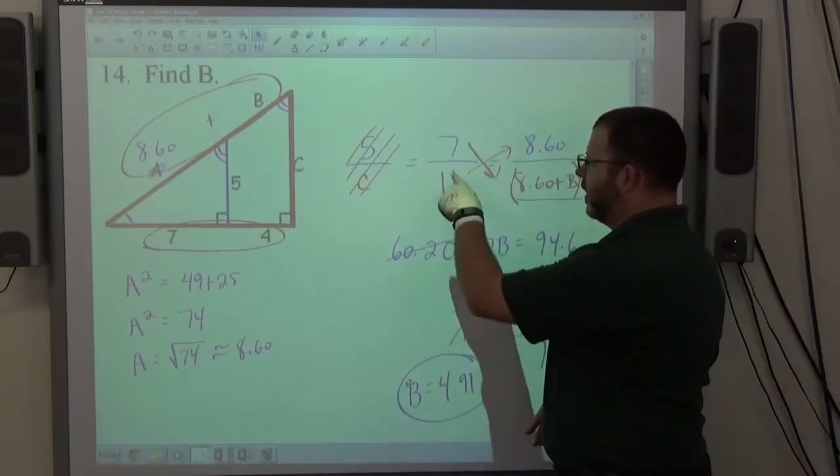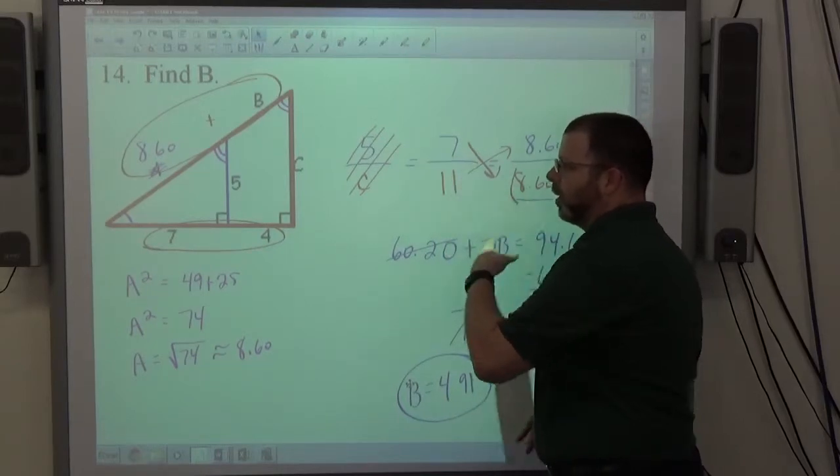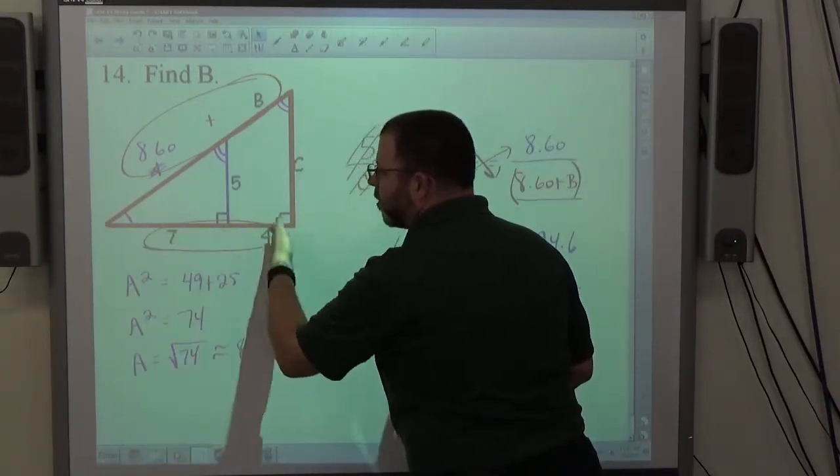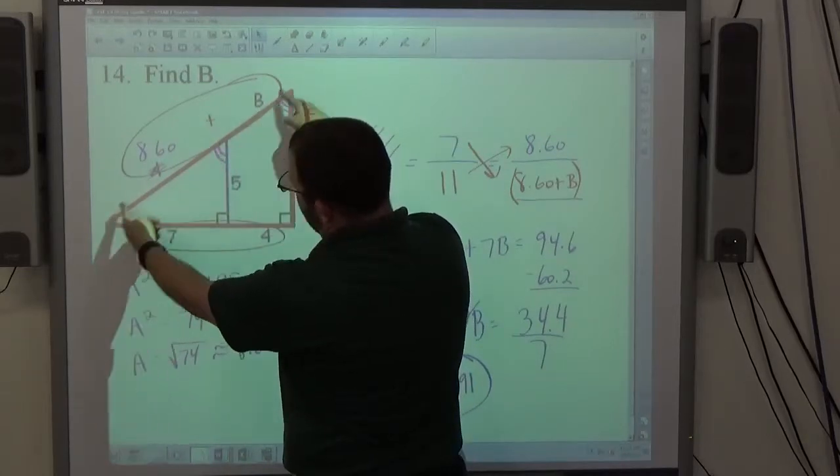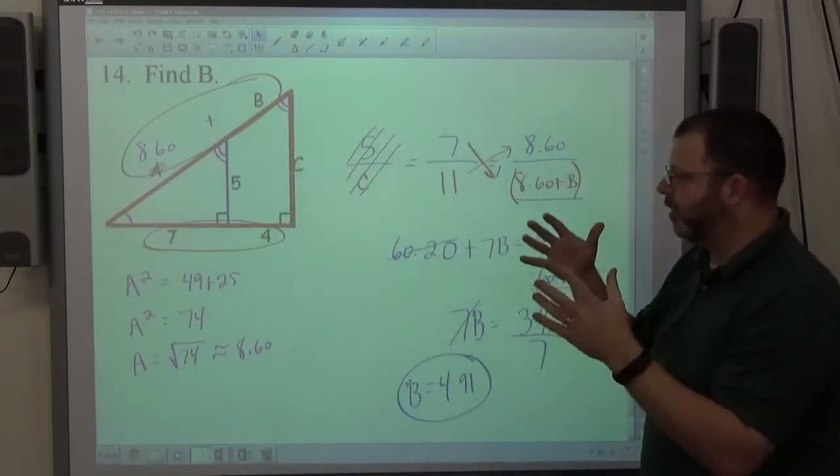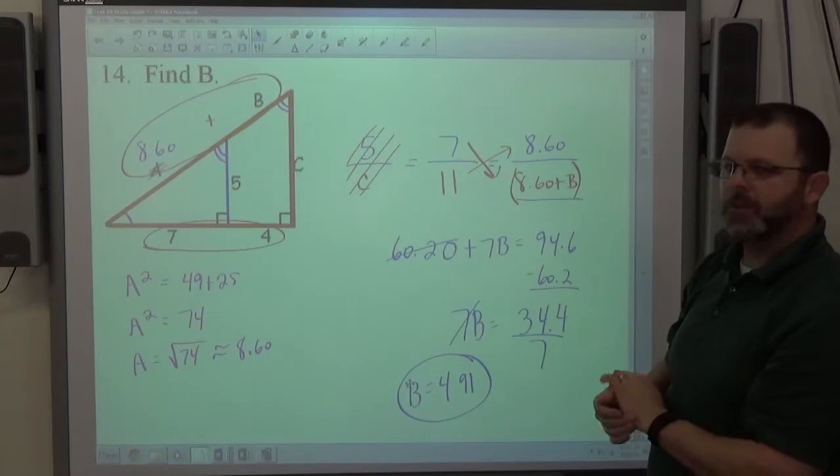The most common mistake: 7 over 4 goes here. All right, so 7 and 4 make 11 for the entire side of the red. 8.60 plus B makes the entire side of the red. So be careful that you're adding the two pieces together when they're giving you the pieces of each.